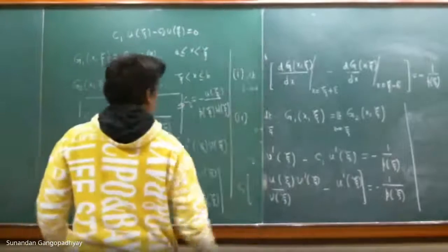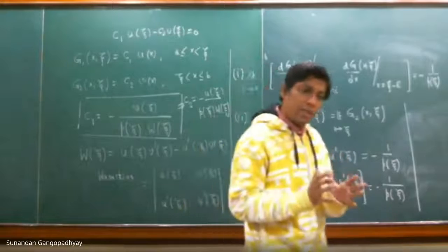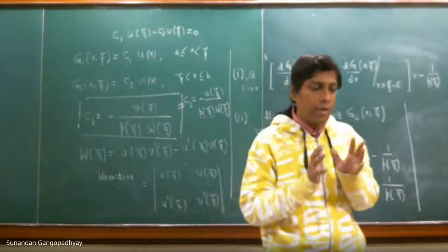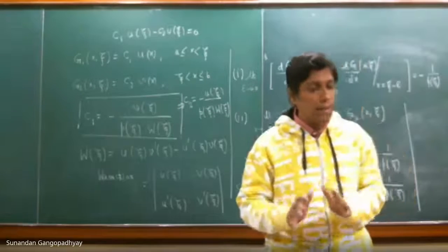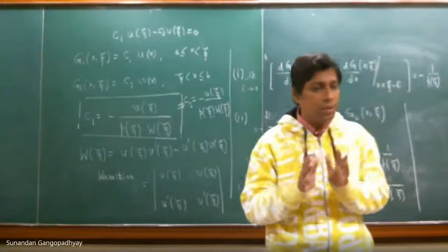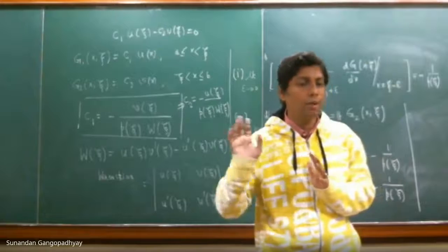And what is G1 and what is G2? G1 is the solution of the homogeneous differential equation L hat x G1 is equal to 0 in the interval a less than or equal to x less than xi, and G2 is the solution of the homogeneous differential equation L hat x G2 is equal to 0 in the interval xi less than x less than or equal to b.